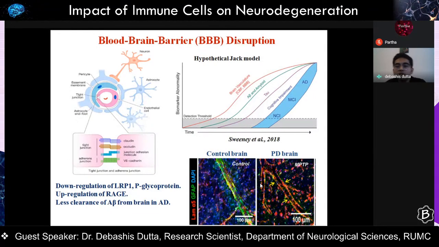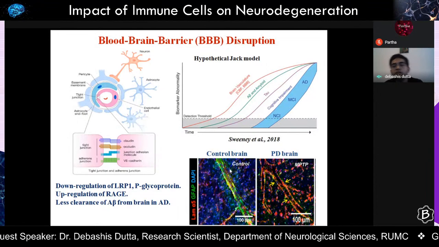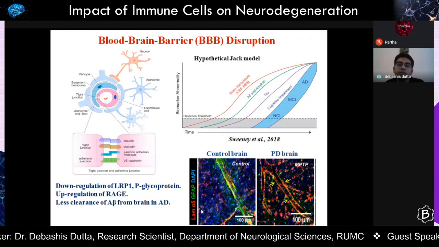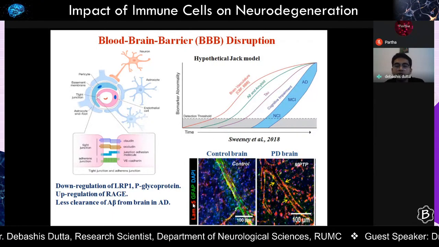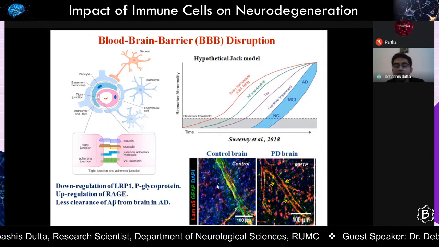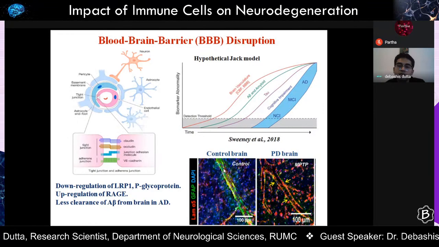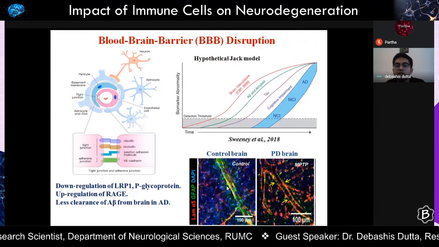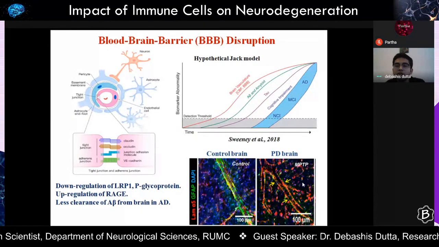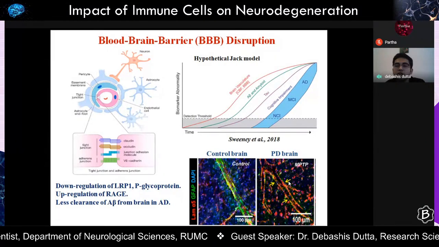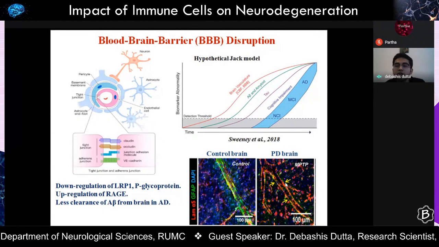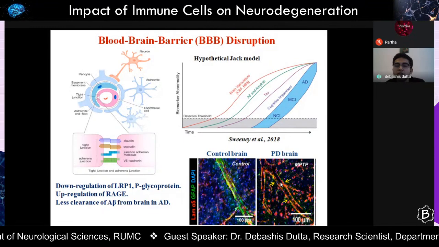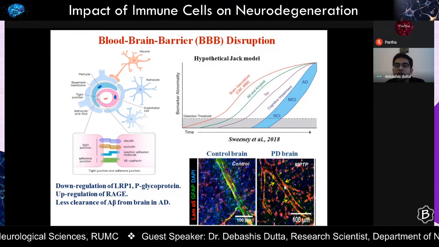And down you can see also, this is a normal brain, and this is a PD brain, like Parkinson's disease brain, stained with GFAP, which is the astrocyte marker, as well as laminin alpha 5, which is the blood-brain barrier marker. In the control brain, this stains very thick, you can see the blood-brain barrier is very thick and very intact. Whereas in the brain where Parkinsonism is induced by ingestion of MPTP, which is a Parkinsonian neurotoxin, this thickness is totally gone, which means the integrity of the blood-brain barrier is lost.